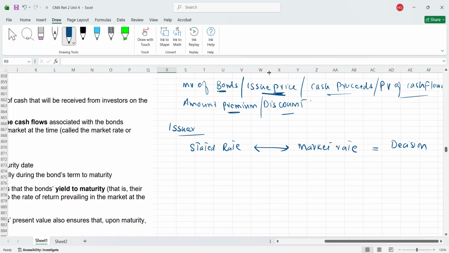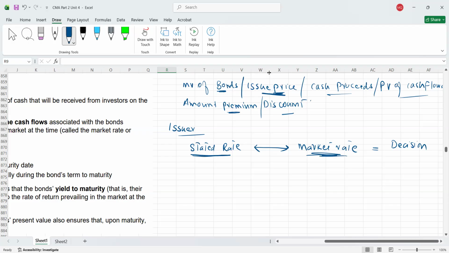The stated rate is simply the rate of interest which is mentioned on the bond. It is also called the coupon rate. Stated rate, coupon rate, or interest rate: I would say these are all the same things. So this is the rate which is mentioned on the bond, as I have told you.